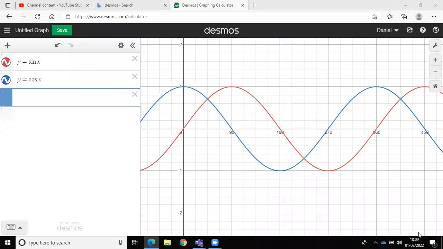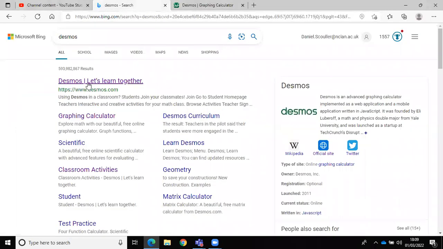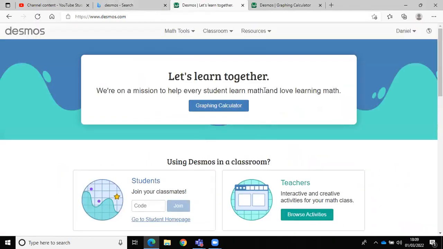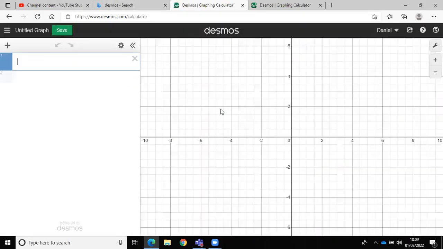Okay, so I introduced you to this on Thursday, but I just want to go through the setup of it. If you go into the graphical calculator, that's how you set it up. If you search Desmos, you'll get this. Clicking into that, you'll get a screen like so, into the graphing calculator.